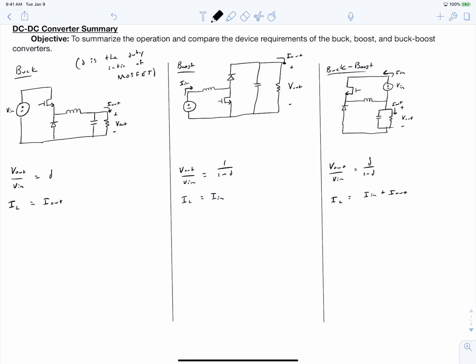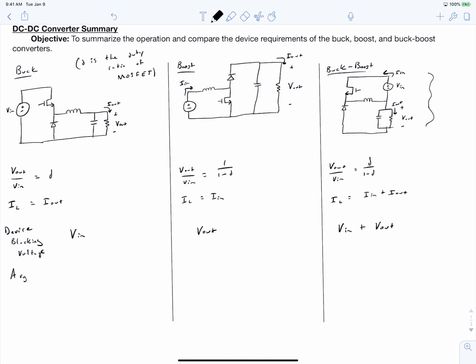We can also look at this in terms of the device blocking voltage. And by this I mean, what is the voltage that your MOSFET and diode have to block for each converter in terms of the input or output voltage? For the buck converter, clearly the devices have to block V in volts, whatever your input voltage rating is. For the boost converter, it's V out, but for the buck-boost converter, it is V in plus V out. This is a result that we derived from our previous lecture, but you can see it from having to sum up your input and output voltages as appearing across your MOSFET or diode.